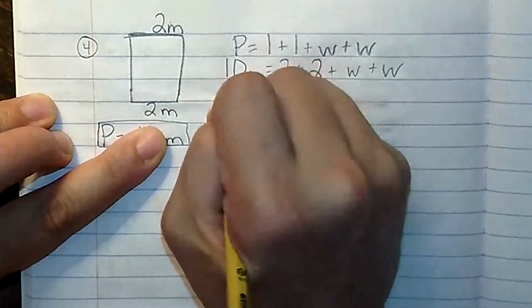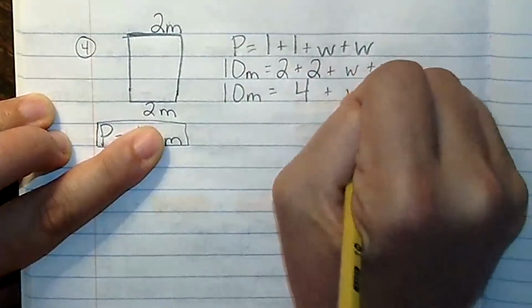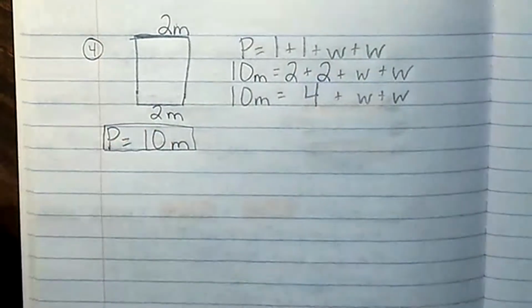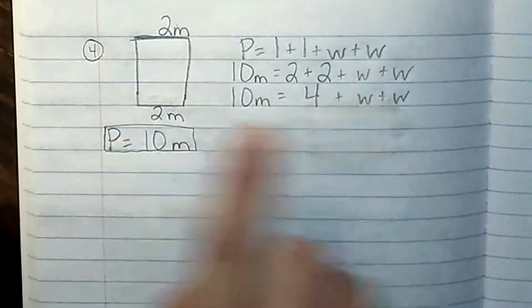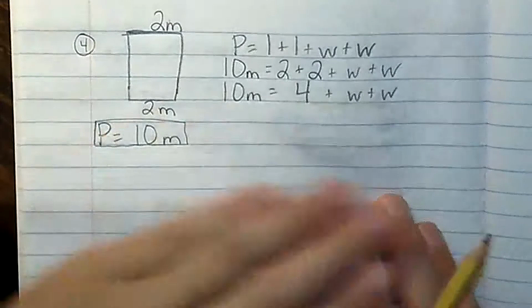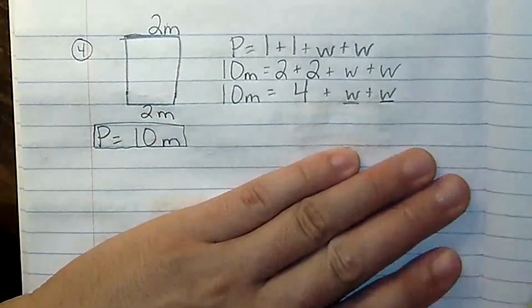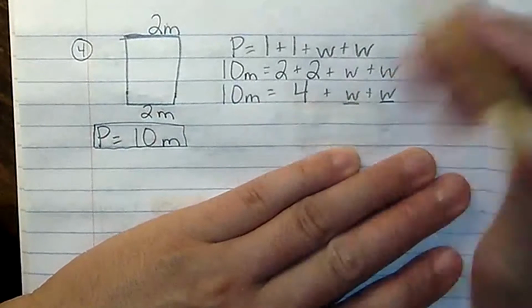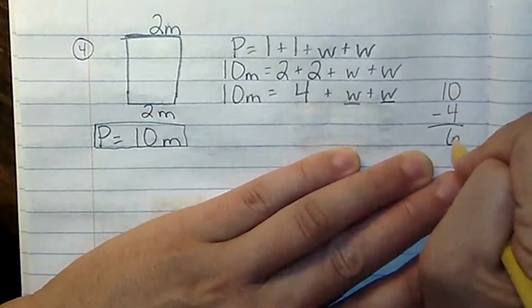All right, let's write it again. 10 meters equals 4 plus something. Well, I know that there's 4. We already have the 4, but now I'm missing 2 sides. So this is what I'm going to do. I'm going to stop right here and I'm going to come over to my margin because I have 2 variables right here. I'm going to take my total 10 and I'm going to subtract 4, and it leaves me 6.